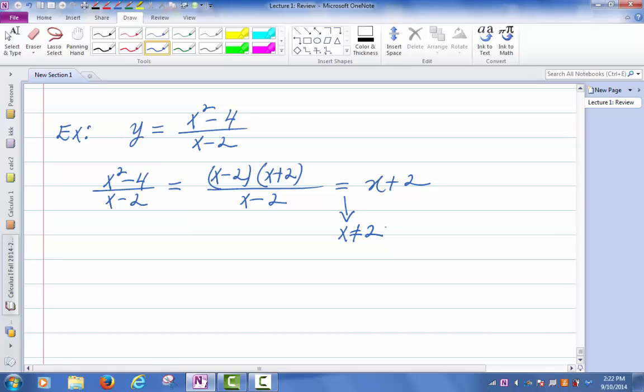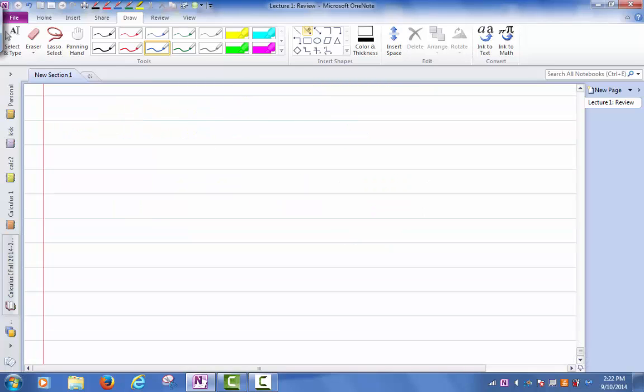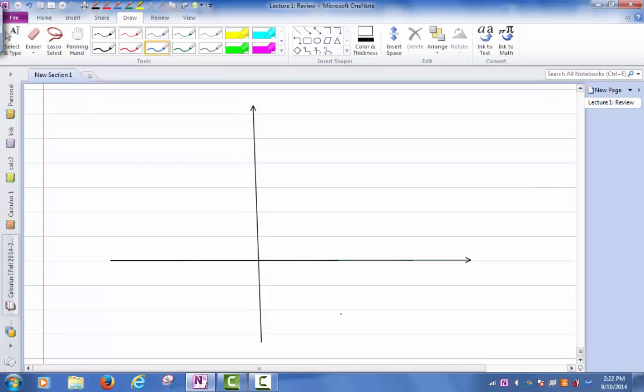So what do I get? I am going to get, what is the graph of the line y equals x plus 2? Well, when x is 0, you get 2. So let's say this is 0 and this is 2 here. When x is negative 1, y equals x plus 2. When x is negative 2, you get 0, so you get a point right here, let's say.